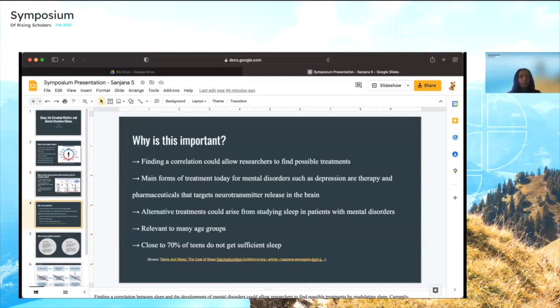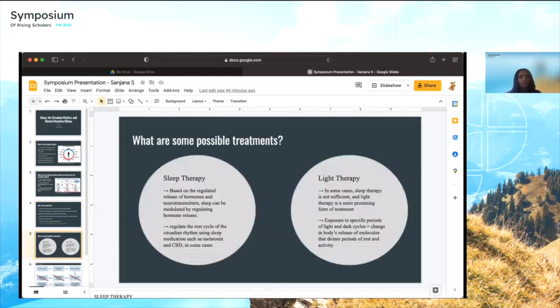Currently, the main forms of treatment for mental disorders such as depression are therapy and pharmaceuticals that target neurotransmitter release in the brain. Alternative treatments could arise from studying sleep in patients with mental disorders. What are some possible treatments? The first possible treatment is sleep therapy. Medications such as melatonin and CBD allow a doctor to have some level of control over the patient's sleep cycle, allowing for the regulation of sleep and wake times and consequently the length of the rest cycle.